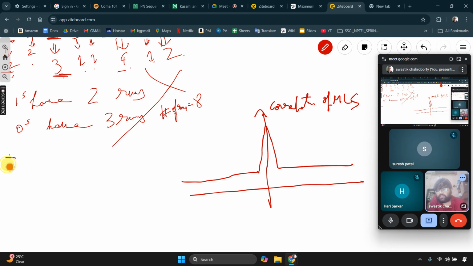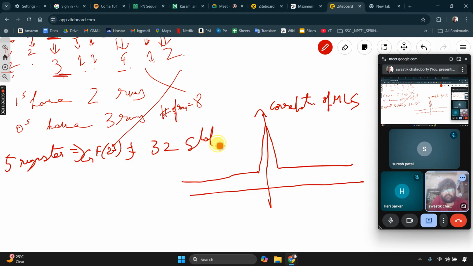5 registers implies GF 2 to the power 5, which implies 32 states, which implies usable 31 states. Usable 31 states.